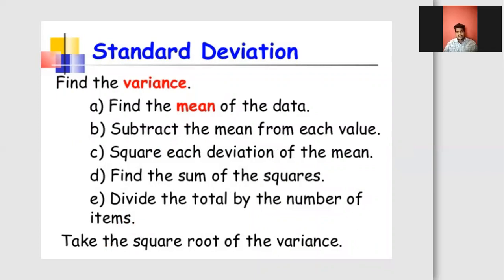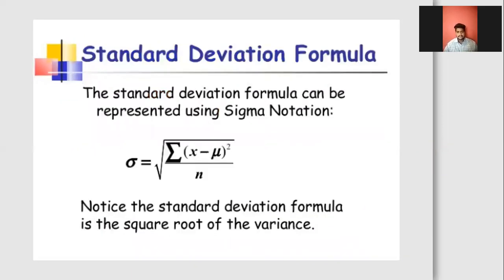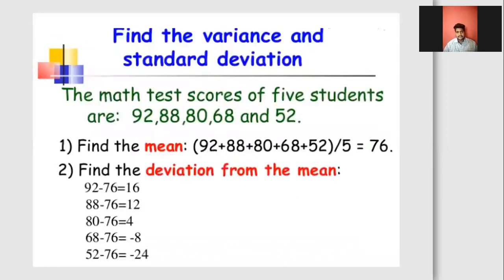So standard deviation: find the variance, find the mean of the data, subtract the mean from each value, square each deviation from the mean, find the sum of squares, divide the total by the number of items, take the square root of the variance. So the standard deviation formula can be represented using the sigma notation. Notice the standard deviation formula is the square root of the variance.